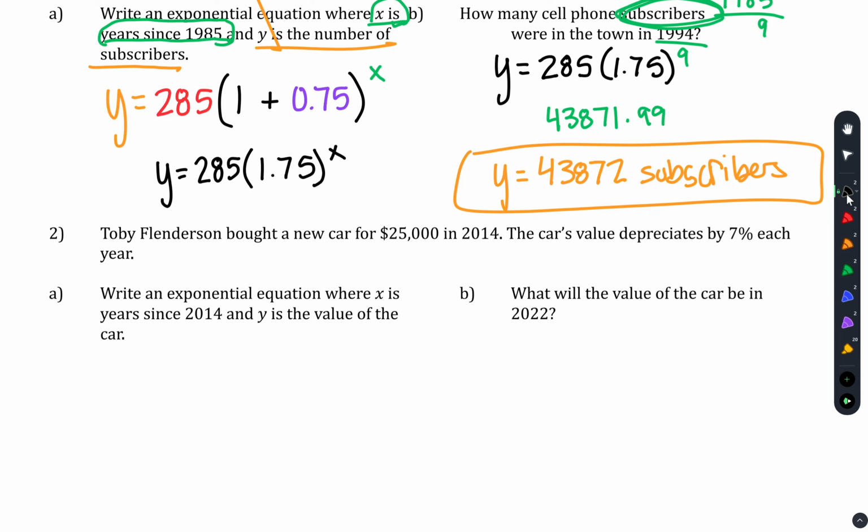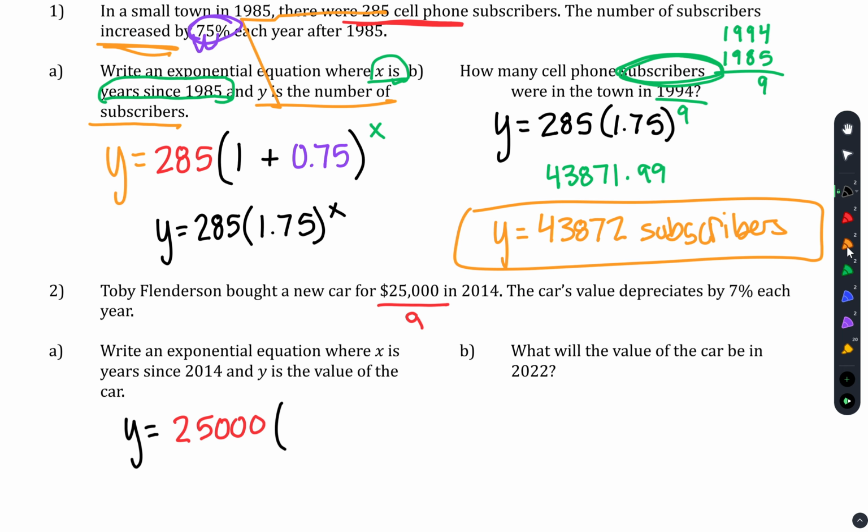So again, we're going to take a look at writing our equation first. So starting with y equals. Toby Flenderson is buying a car for $25,000, so that's our initial value. It's telling me that the car is depreciating in value. Depreciates is a word that we use when we talk about exponential decay. So I know this is going to be 1 minus. Our rate is 7%, so as a decimal, 0.07. And we're going to raise that to the x power.